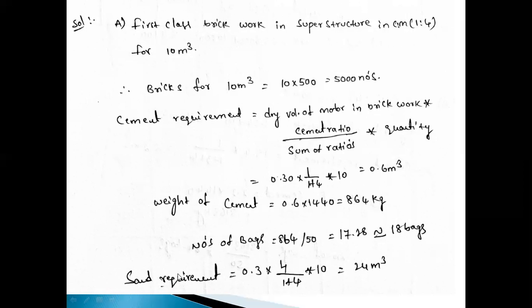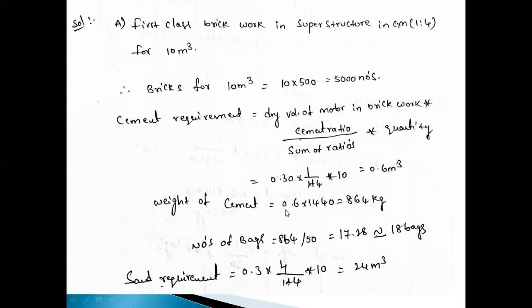Next one, cement requirement and the sand requirement. First, the cement requirement is the dry volume of mortar in brickwork into cement ratio divided by the sum of the ratios into quantity. So the dry volume of mortar in brick is 0.30 into cement ratio 1 divided by the sum of the ratios 1 plus 4, into total quantity 10 cubic meters, that is equal to 0.6 cubic meters. This is the cement requirement, and we convert it to kgs and bags.